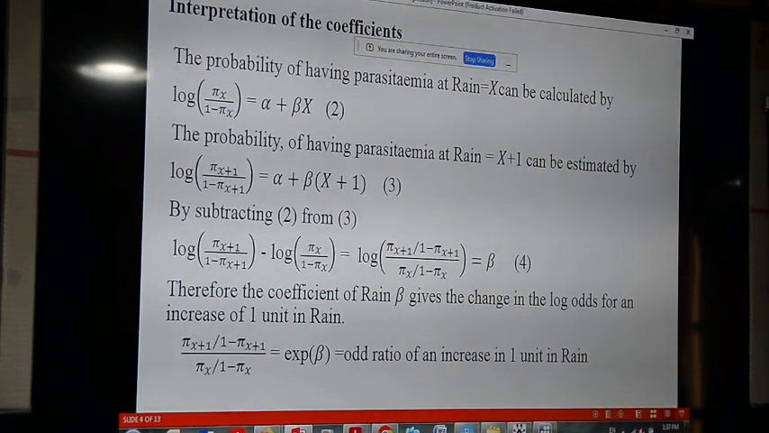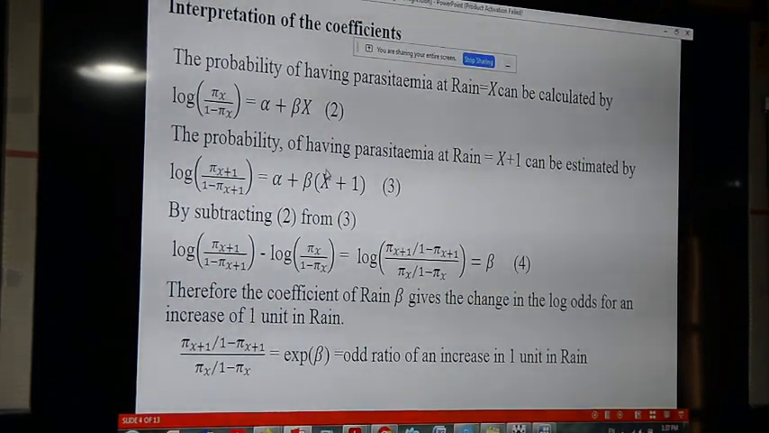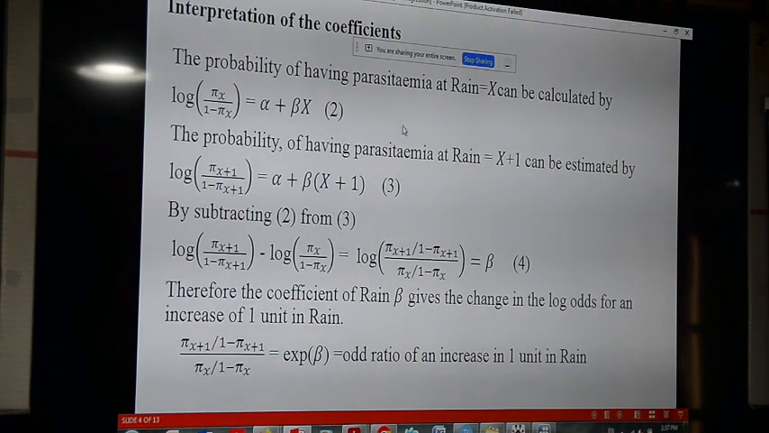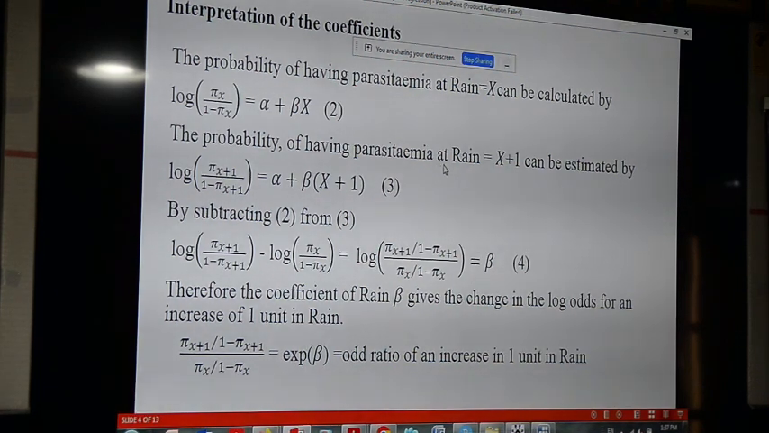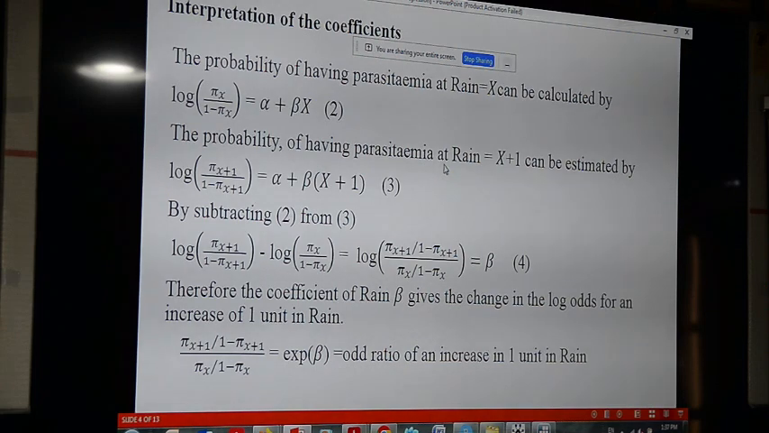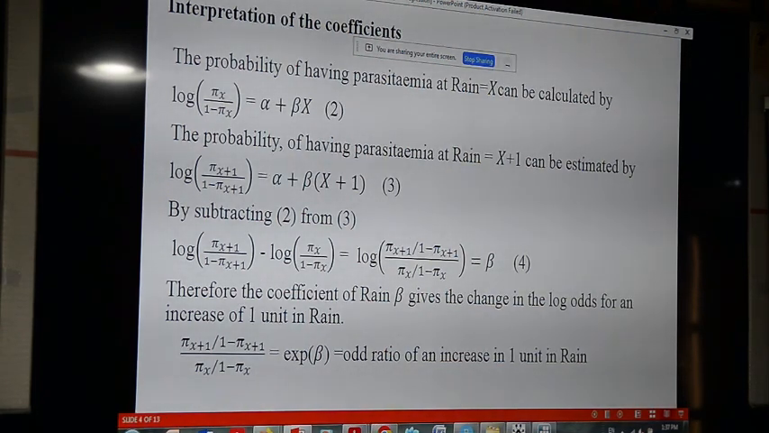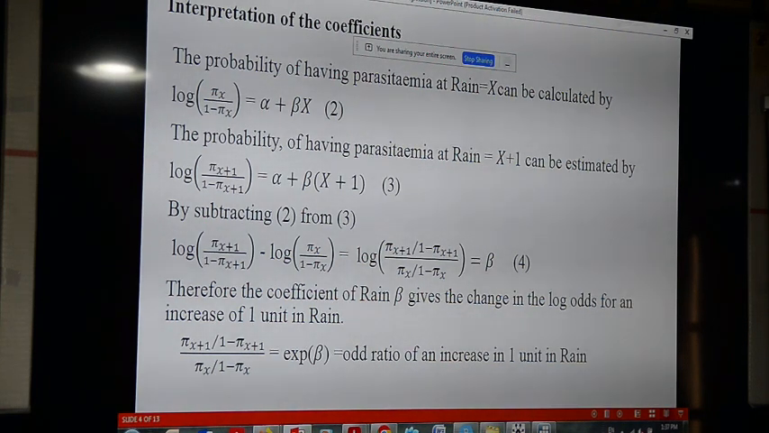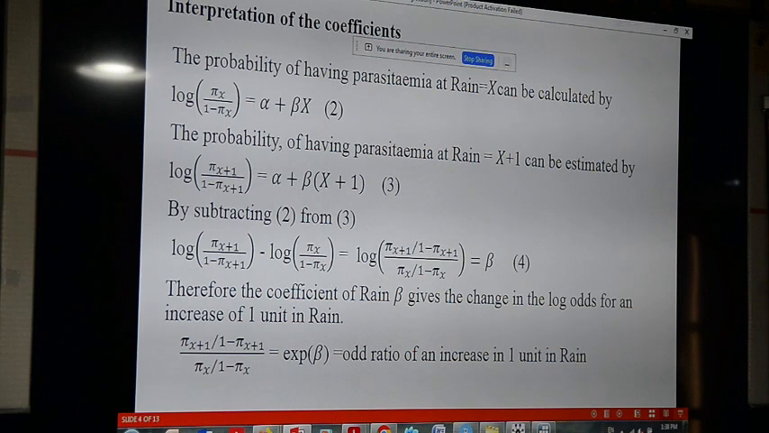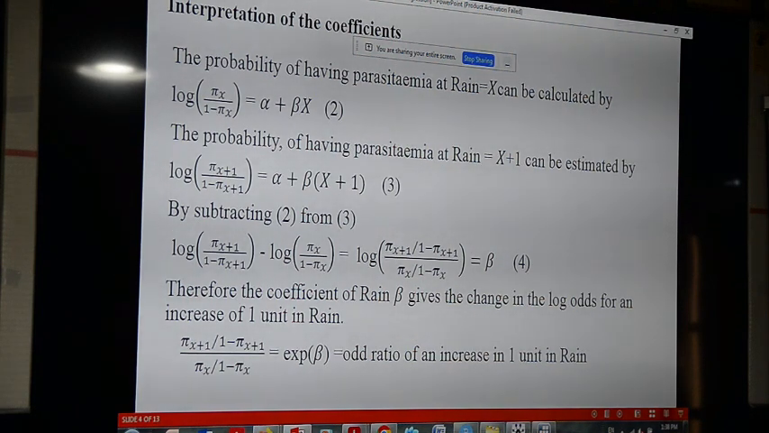Then the second one is the probability of having parasite. I'm just using rain and malaria, because this is something we have modeled and we find this true. Rain is related to malaria. In fact, in the paper I have, malaria journal.